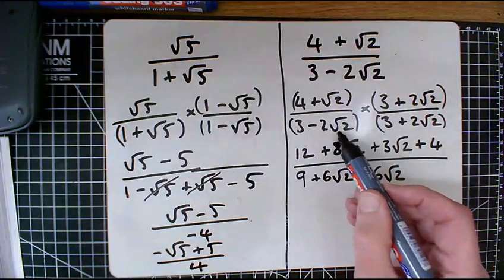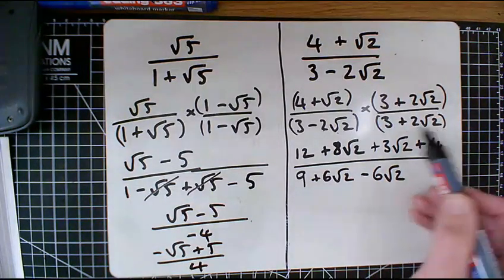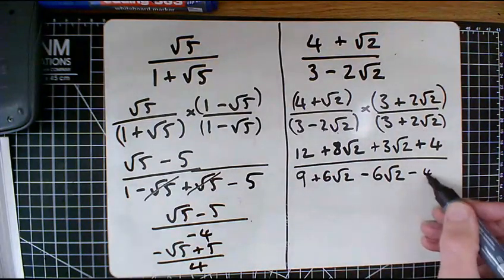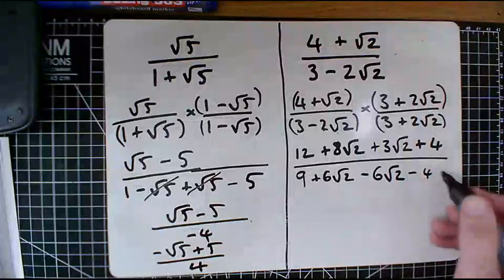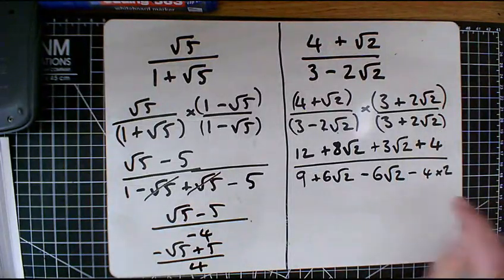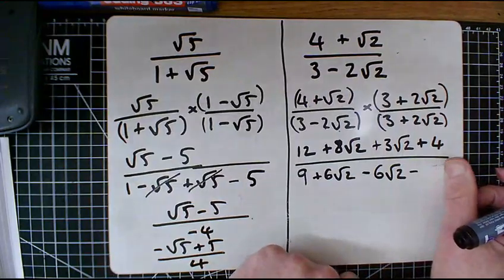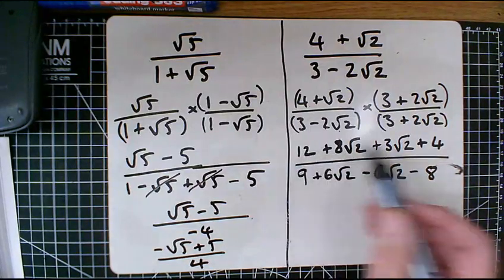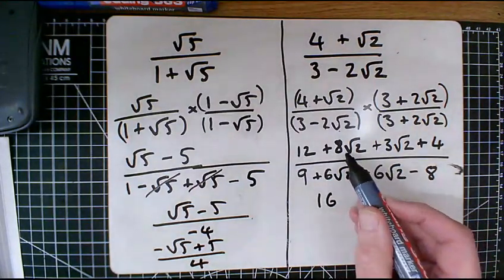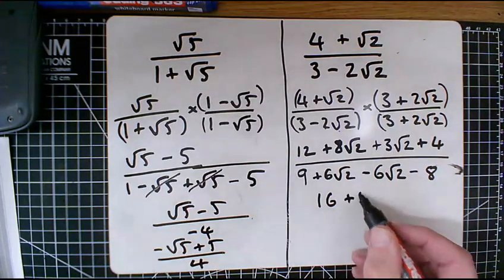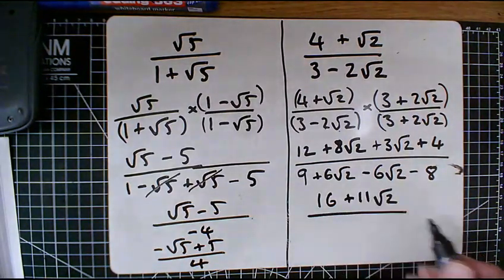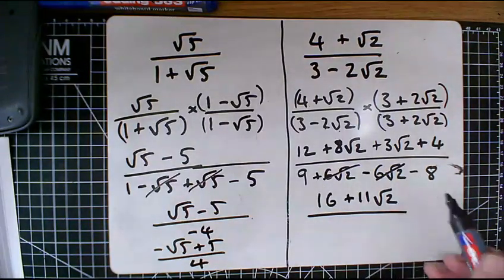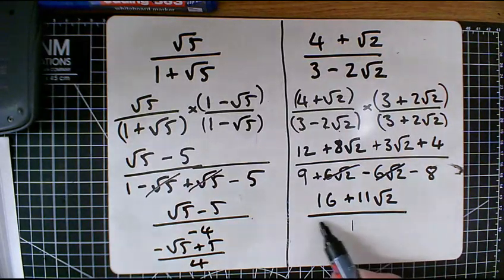Right, and negative 2 root 2 times positive 2 root 2, break it down. Negative times a positive is a negative. 2 times 2 is 4. And root 2 times root 2 is 2. So 4 times 2 could be replaced with an 8. So looking at our top line, we've got 12 plus 4 is 16. 8 root 2 plus 3 root 2 is 11 root 2. And on the bottom, the 6 root 2 and the 6 root 2 cancel. And 9 subtract 8 is 1. So it's over 1. I'm just going to leave that like that.